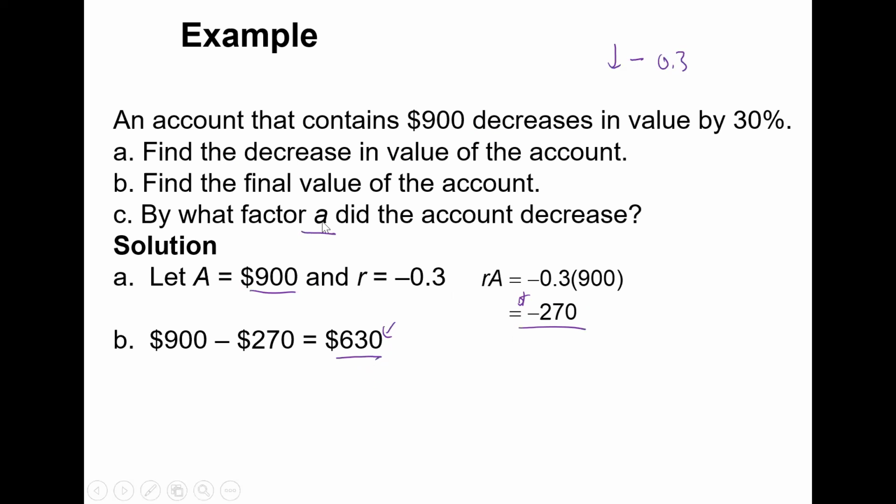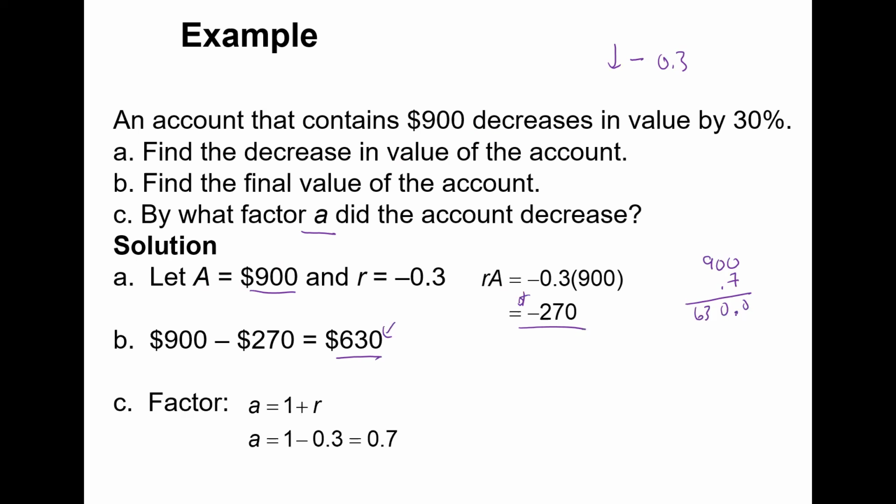Now, by what factor did the account decrease? Well, now we just plug it in. a is equal to 1 plus r. Well, r was negative 0.3, so 1 minus 0.3 is 0.7. So the factor was 0.7. And if we think about that, if we take 900 times 0.7, move the decimal over, that's $630. So that's another way to think about it too. All right, let's stop there and come back for some more.